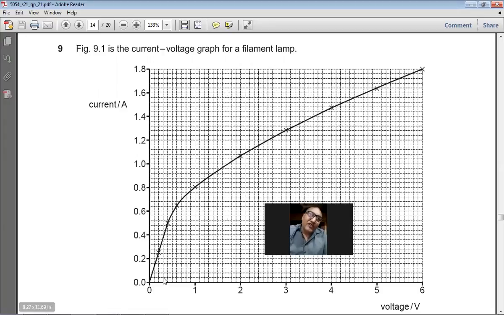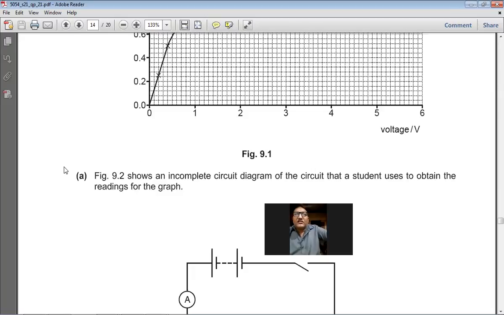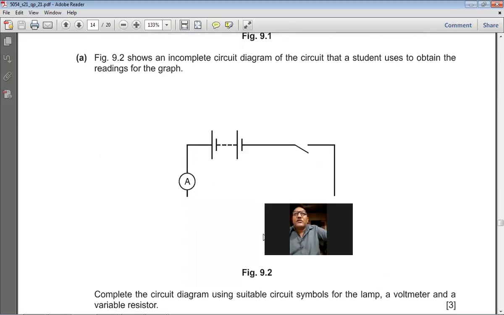So for example, if the slope here is gradually decreasing, it means the resistance has gradually increased. Slope of this graph is equal to 1 by R, because the I is on the y-axis and V is on the x-axis. Okay, so let's go to the question. What is the question?